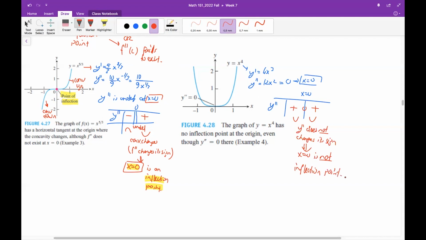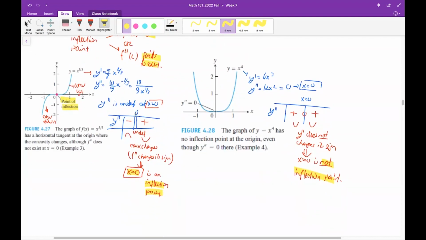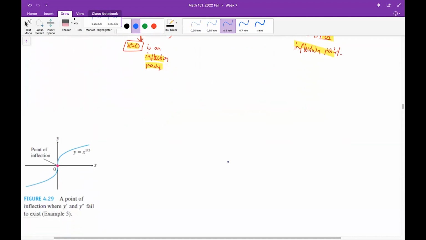So you have to verify whether the second derivative changes its sign or not to detect your inflection point. Inflection points occur when the second derivative is 0 or undefined. Then you have to verify whether it changes its sign or not. If concavity changes, then you will have an inflection point there. So for this graph, there is no inflection point here.